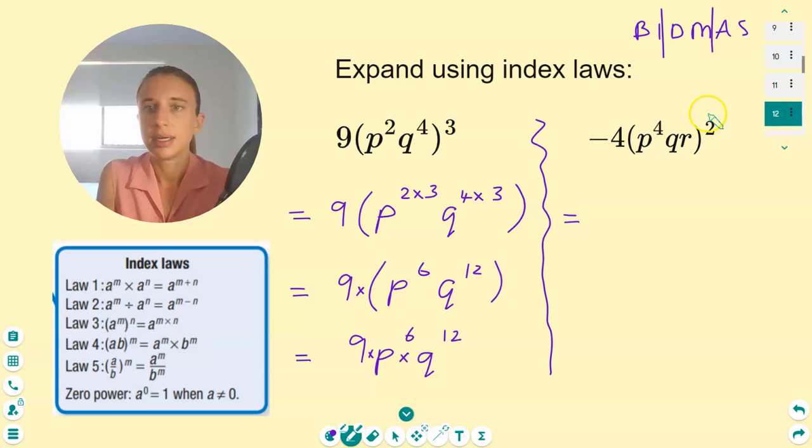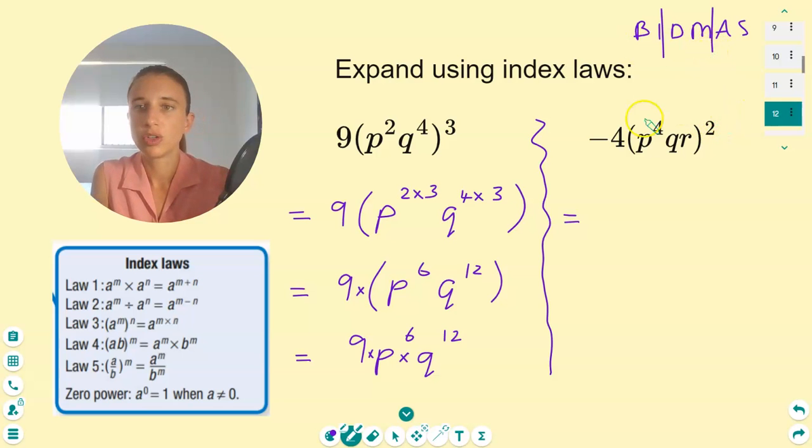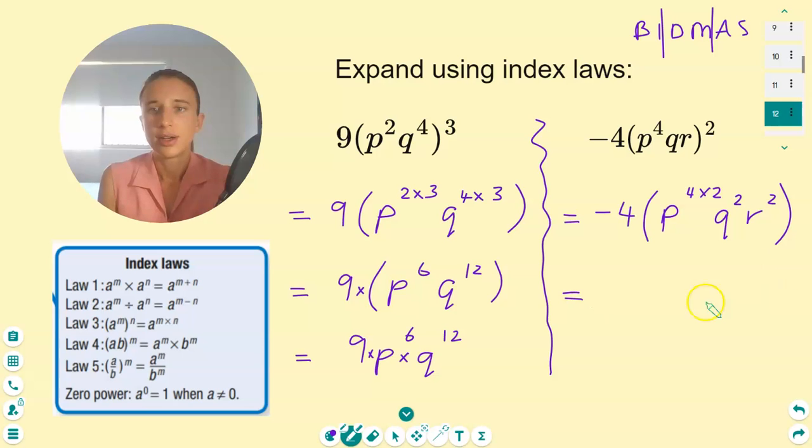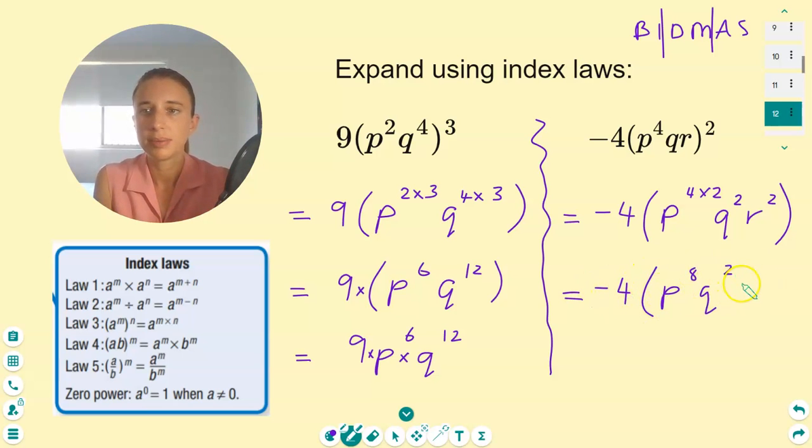BIDMAS says we've got to expand the brackets first. So ignore that -4 at the front and let's expand the brackets. P to the 4 squared, P to the 4 times 2, Q squared, R squared. Everything in the brackets raised to that power. Again, simplify a bit by actually doing those little calculations. Now we can expand our brackets further.